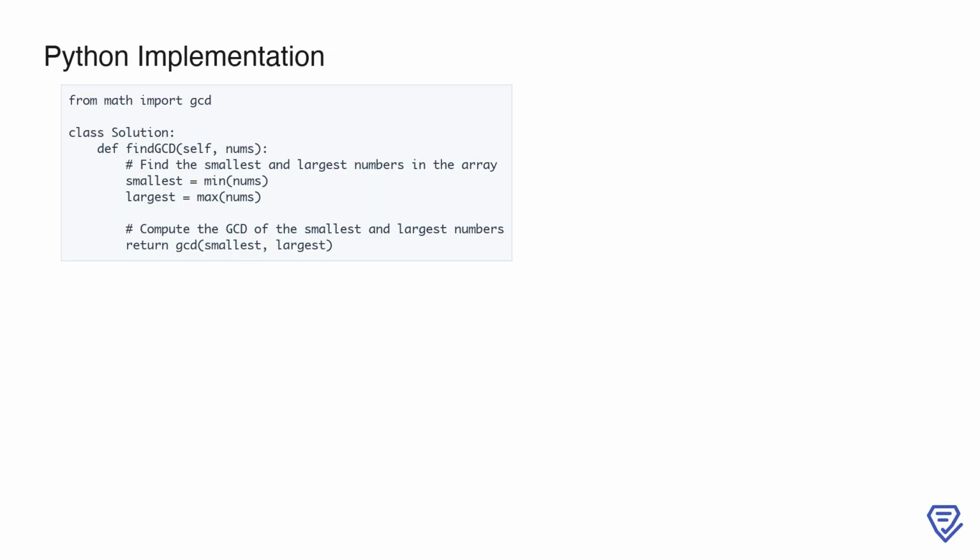Complexity analysis. Time complexity: O(n) for finding the smallest and largest numbers in the array, where n is the length of nums. The GCD operation takes O(log(min(a, b))), where a and b are the two numbers involved. Space complexity: O(1), as no additional space is required beyond a few variables. This solution is efficient and adheres to the constraints of the problem.